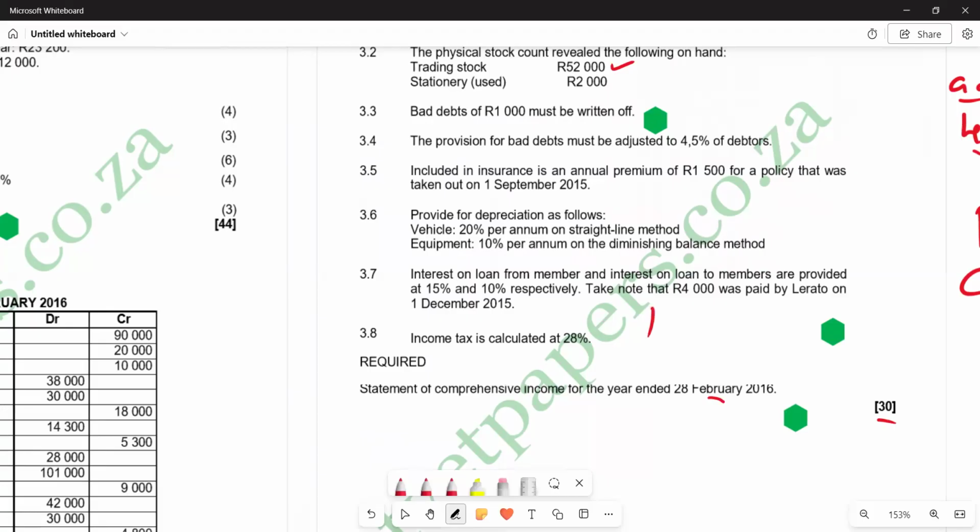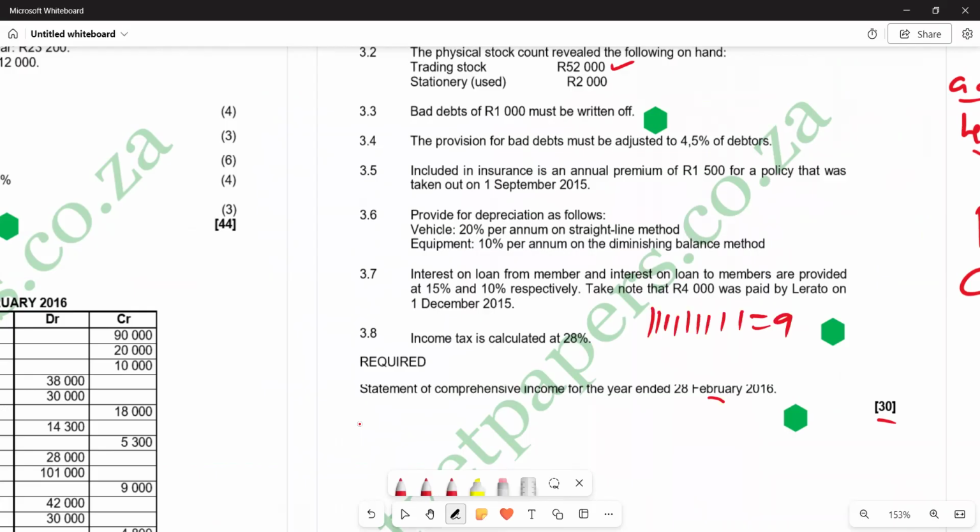We are saying March, April, May, June, July, August, September, October, November, and then 1 December. That's when the payment was made. So we've got 1, 2, 3, 4, 5, 6, 7, 8, 9 months before the payment was made. So we are going to calculate the interest before the payment was made, and then we calculate the interest after the payment was made, because the amounts were different after the payment was made.